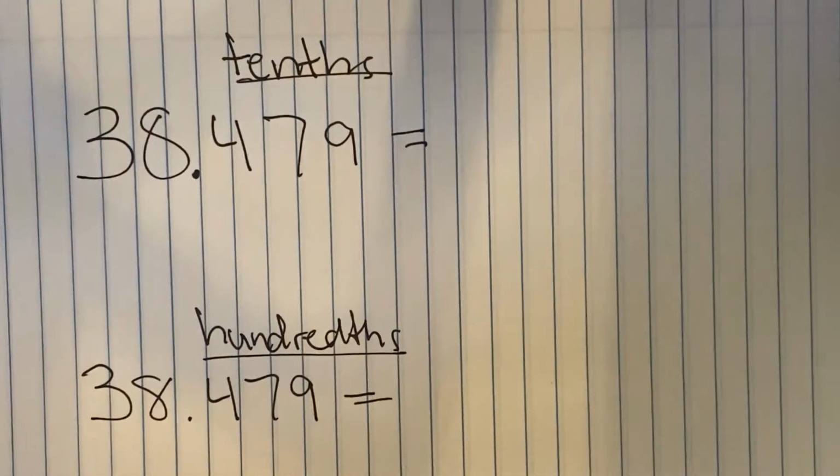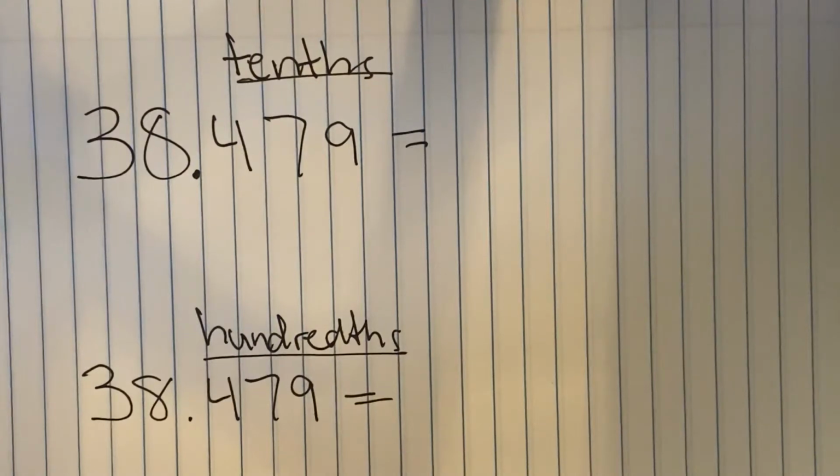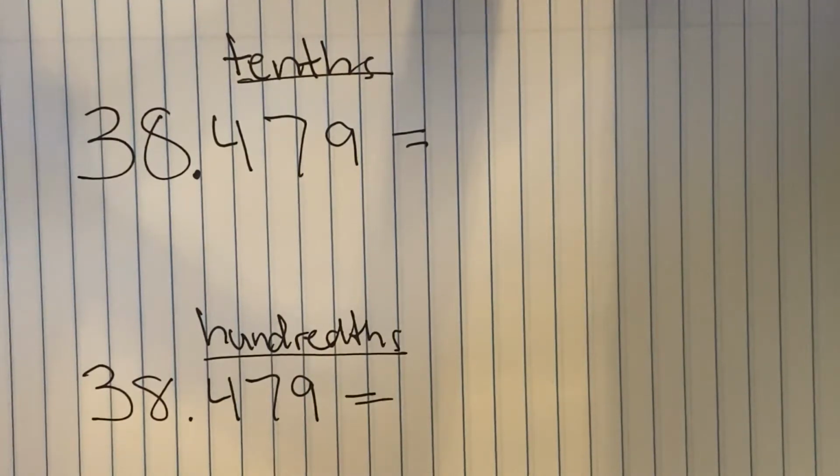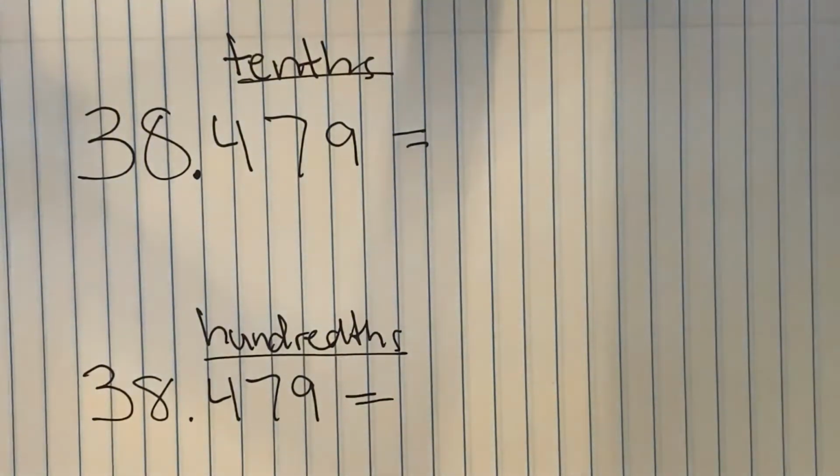So today we're going to work on rounding some decimals. As you can see, we have the same number written down, except we are rounding to different place values. The number is 38.479, or 38 and 479 thousandths. So for the first problem, we're going to round to our nearest tenths.